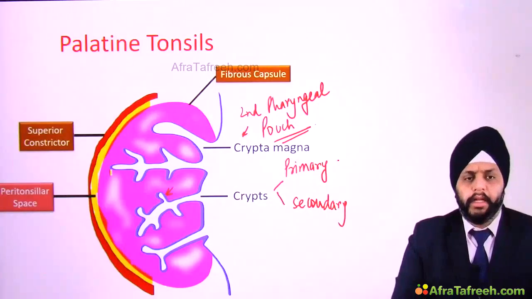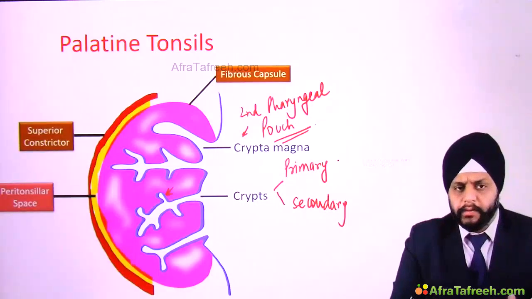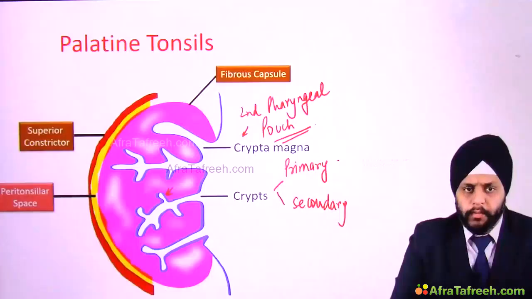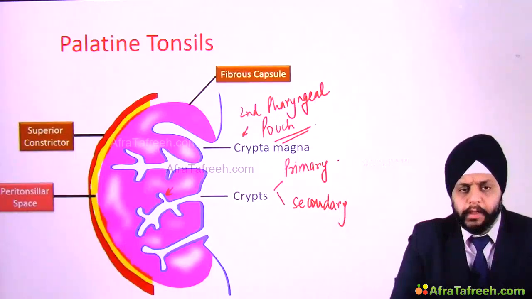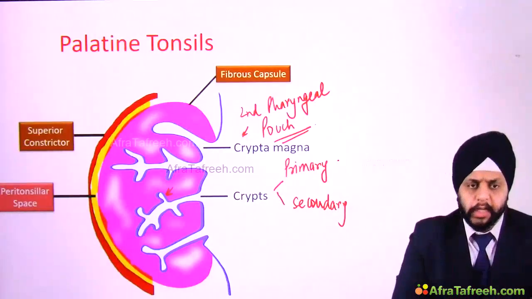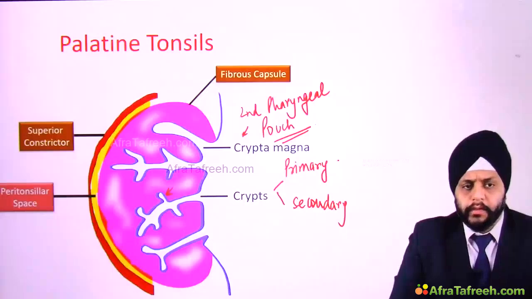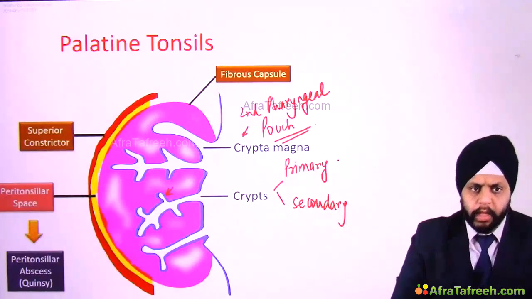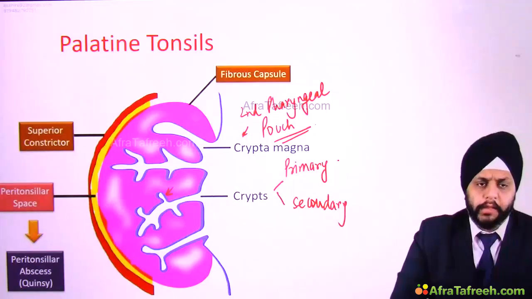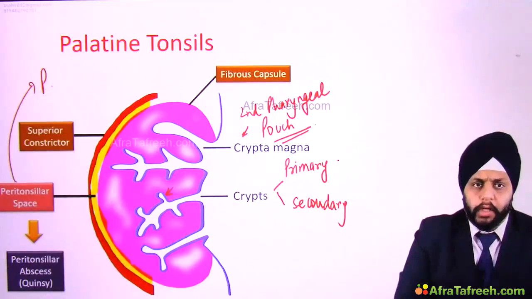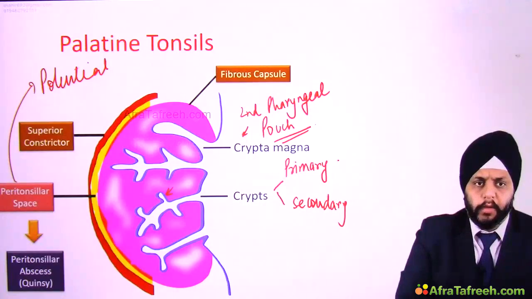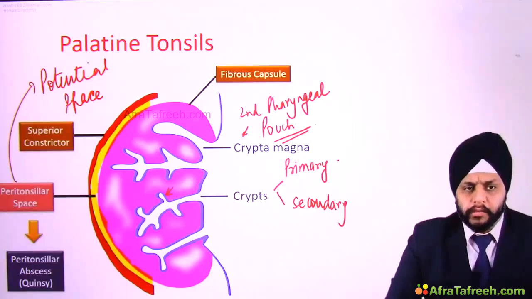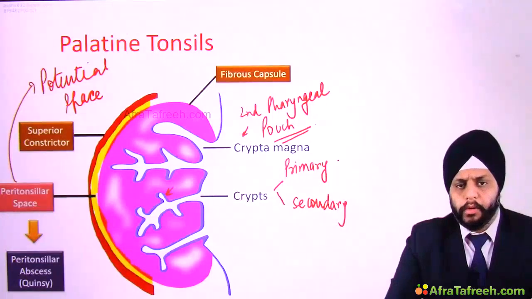Why? Because normally there is no space over here. It's just a place, and this place is filled by fibrous tissue. But if there is an infection, this space will enlarge, it will become a space, it will be filled with pus, and now this is known as peritonsillar abscess or quinsy. So remember that the peritonsillar space is not a true space, it is a potential space. And when there is an infection in this space, it is known as peritonsillar abscess or quinsy.